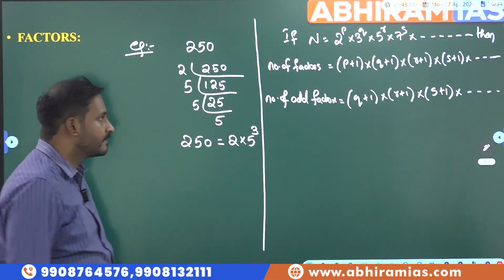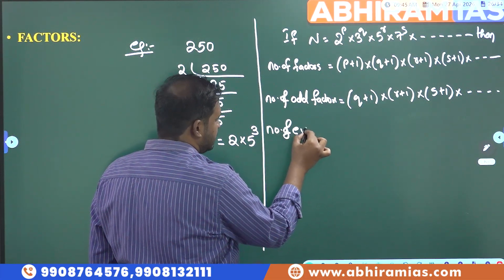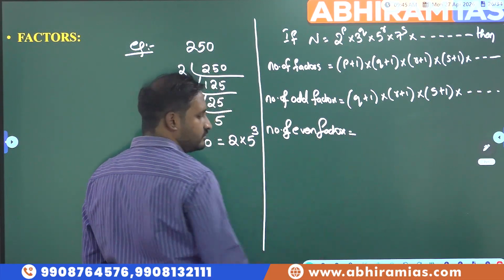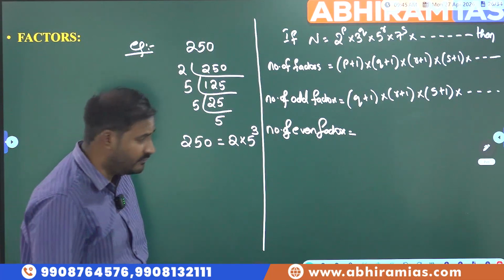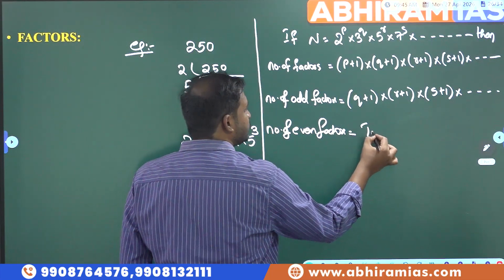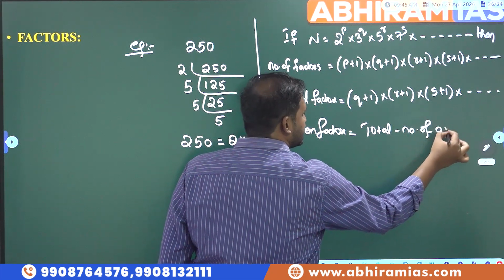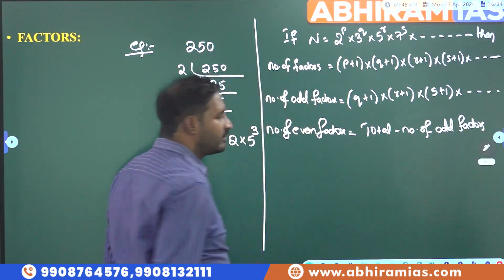Okay. Next, number of even factors. Actually, we don't have a direct formula for the number of even factors. So that means total minus number of odd factors.